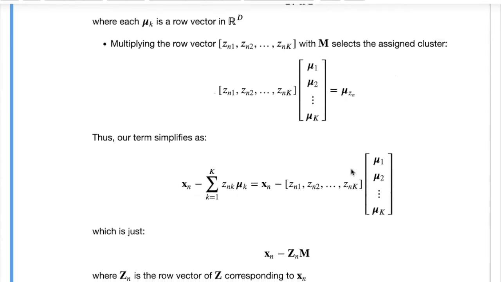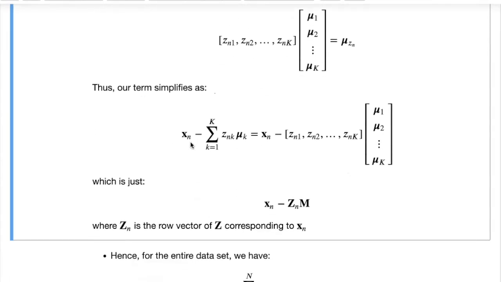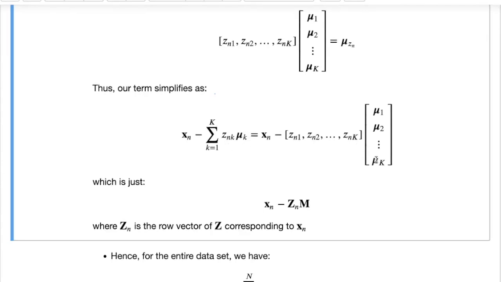So overall, what this means is that we can write that residual that I mentioned before as xn, the original data point that we have, minus this summation over z and k mu k's, right? Because you have to pick one of these mu k's. And we can write this as a row vector times this matrix M. This row vector can be written as Zn to show that this is the nth row of Z. And this matrix M is fixed across all data points because we only need to have one matrix of cluster centers.